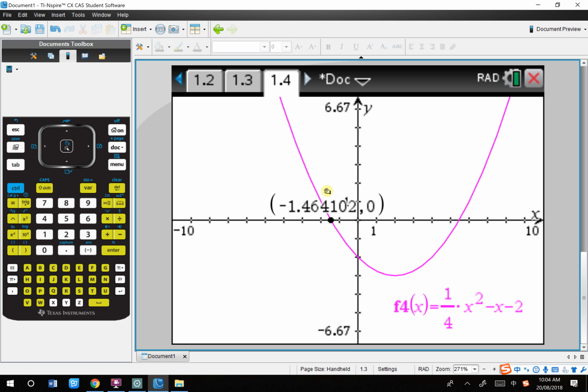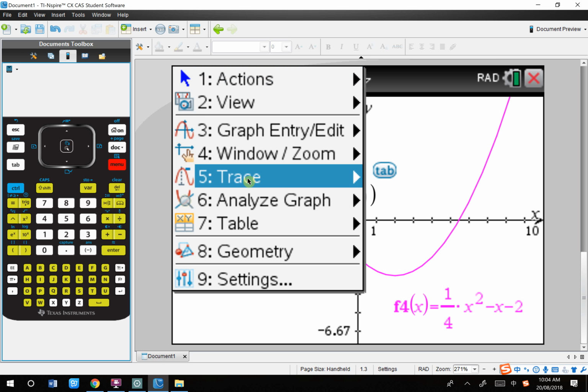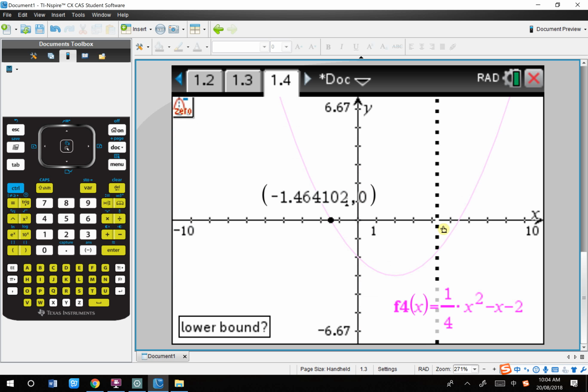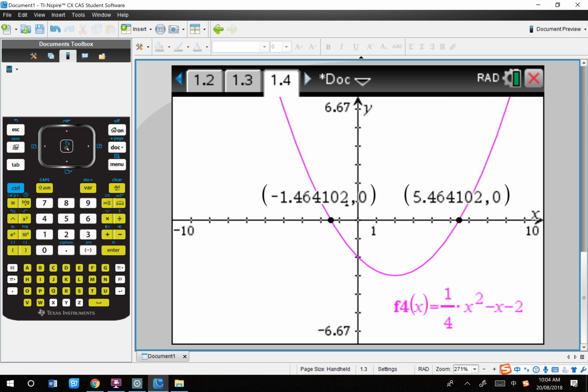I have that point. Well, it's not exact, you know it's not exact. Analyze graph, zeros, left, right, and I have the other one. So I should have 2 points here. Again, it's not exact, but I can see approximately where it is. Easy for me to sketch.